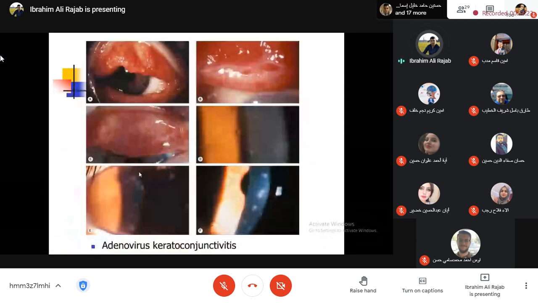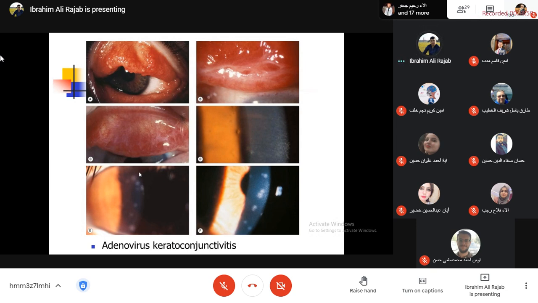This is a picture for the signs of adenoviral keratoconjunctivitis. The adenovirus may cause just conjunctivitis, and it may cause keratoconjunctivitis, I mean involvement of the cornea with the conjunctiva. How do we differentiate between just conjunctivitis or keratoconjunctivitis? We should examine the cornea.